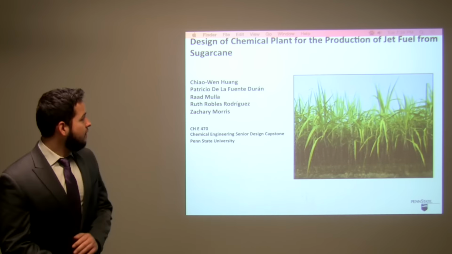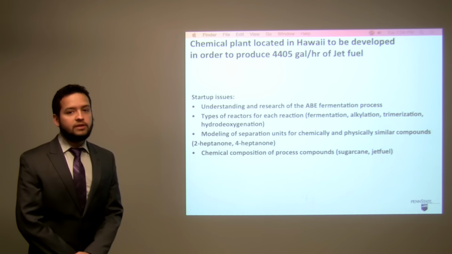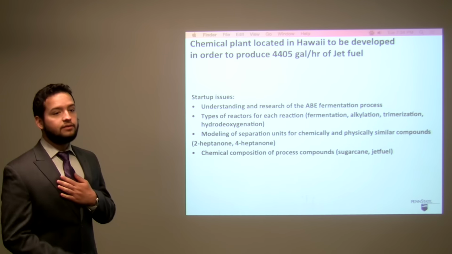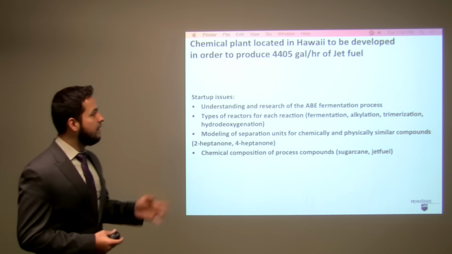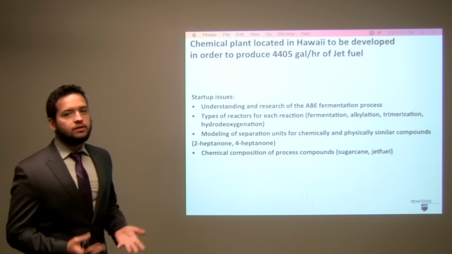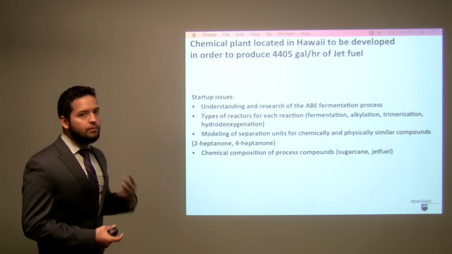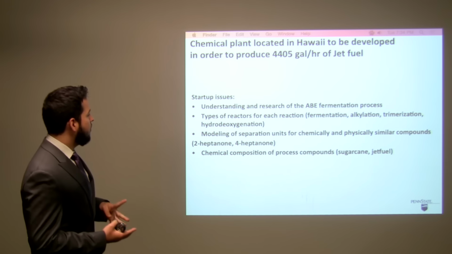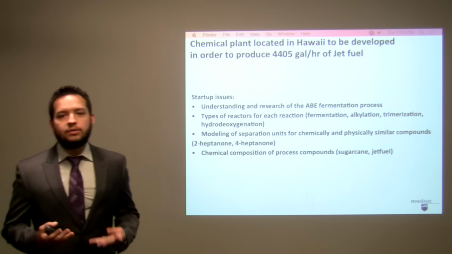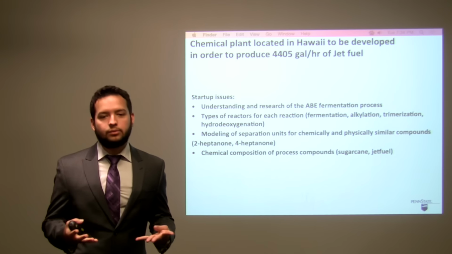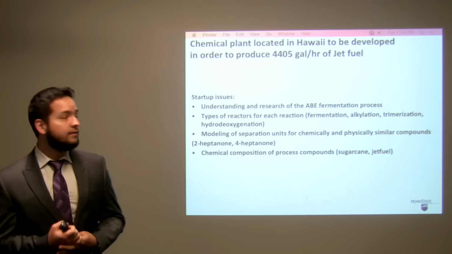All right, so to begin with, our plant was given a problem statement which stated that we had to design a plant to produce jet fuel from sugarcane at a rate of 4,400 gallons per hour. Whenever we started the process, we ran into four main problems. We had a hard time understanding and researching the ABE fermentation process, mainly because it's not something that's widely available or widely used in commercial production plants.